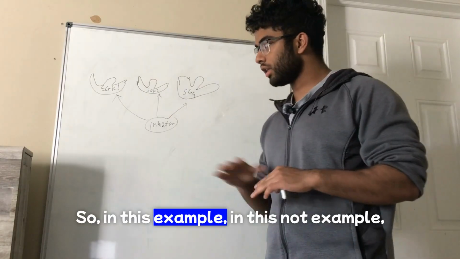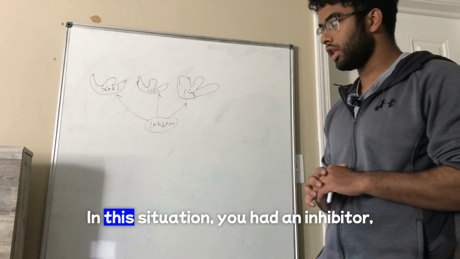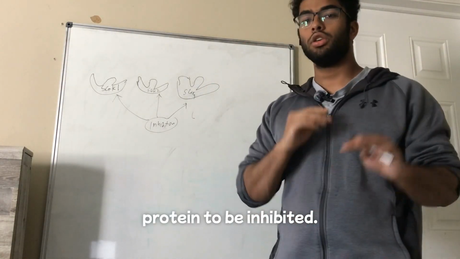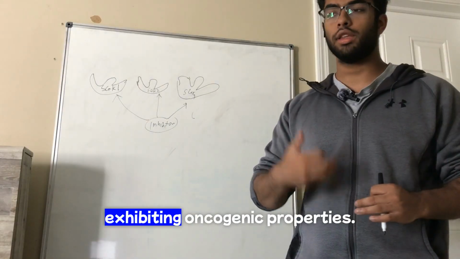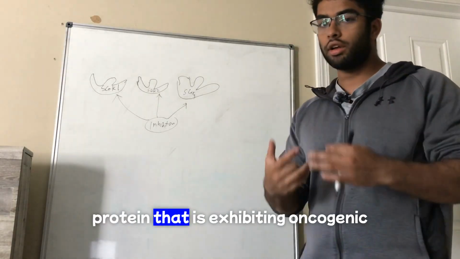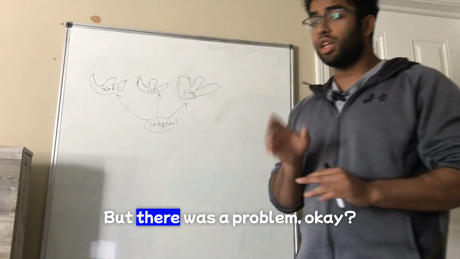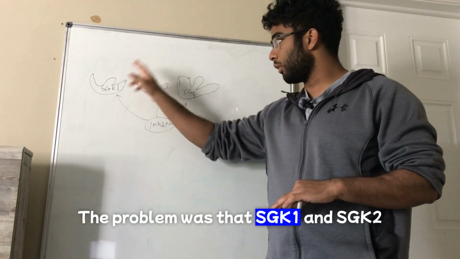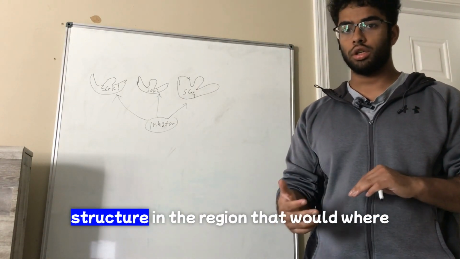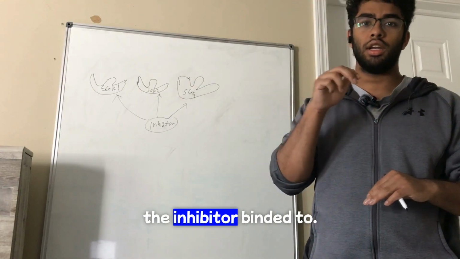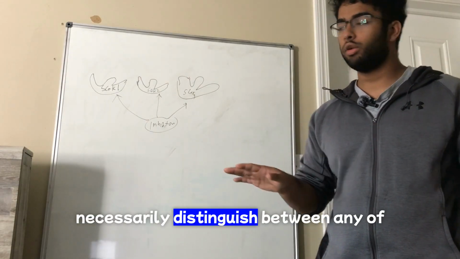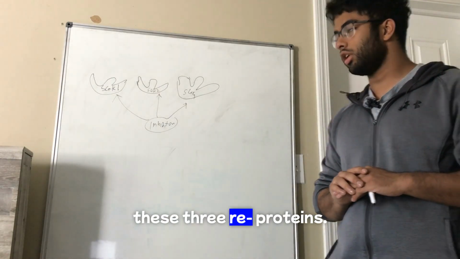This is a real life situation. In this situation, you had an inhibitor, right? And they wanted this SGK3 protein to be inhibited. It was the protein that was exhibiting oncogenic properties. It wasn't necessarily an oncoprotein because it's not mutated, but it's a protein that is exhibiting oncogenic properties, right? But there was a problem, okay? The problem was that SGK1 and SGK2 had very, very similar structure in the region where the inhibitor binds. Now, the reason this is important is because this inhibitor couldn't necessarily distinguish between any of these three proteins.